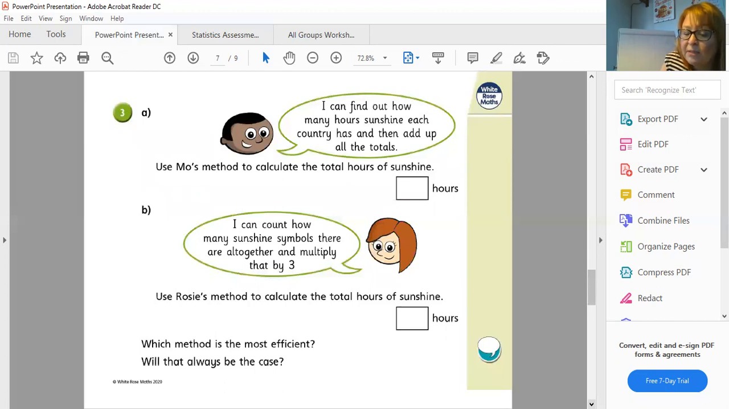Which method is the most efficient? Will that always be the case? So most efficient means quickest. Okay, which would be the quickest way to do it? Will that always be the quickest way to do it? Okay.